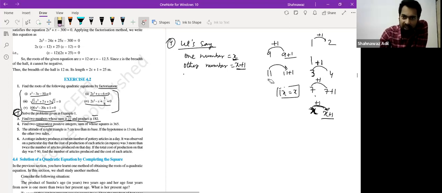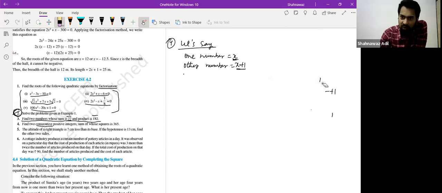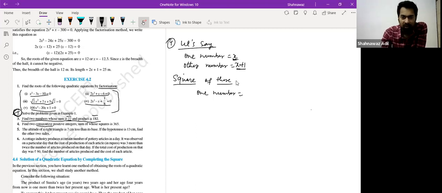Now, what do we know from the question? The sum of whose squares is 365. So what would be the square of these numbers? The square of x would be how much? Let's say 2, so 2 square would be what? If the number is x, what would the square of this number be?